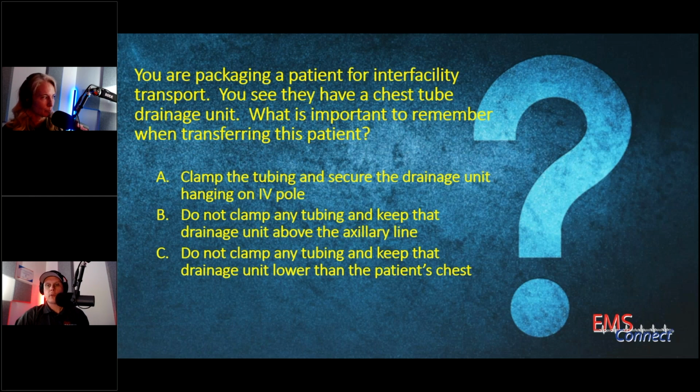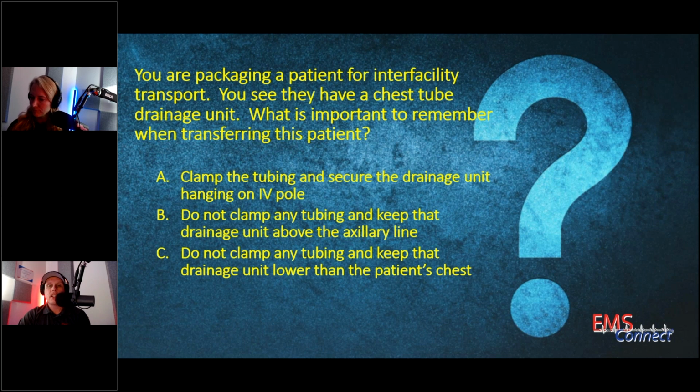All right, so here's the next one. And this one, there is a restriction on how many words can be on the poll. So we're going to read the question and then I'll launch the poll. You're packaging a patient for an interfacility transport. You see they have a chest tube drainage unit. What is important to remember when transferring this patient? And this was just kind of to see who had some experience.